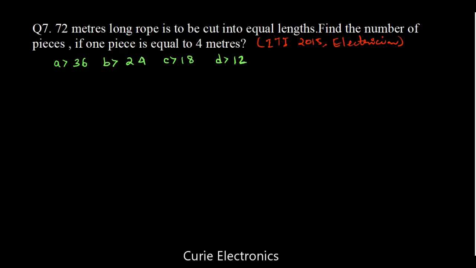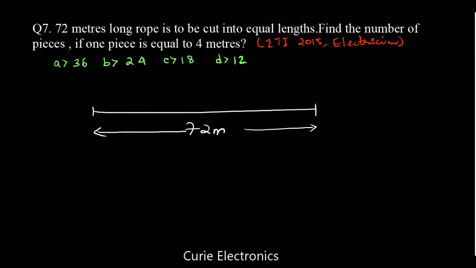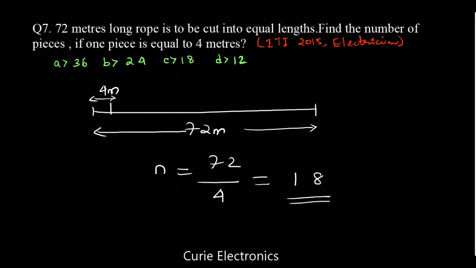Question number 7. It's also a similar question. What is the total length? He has given 72 meters. 72 meter is the total length. And what is each piece length? One small piece, if we take from here to here, it is going to be 4 meter. Now n equals 72 upon 4, which is equal to 18. So 18 is the right answer.